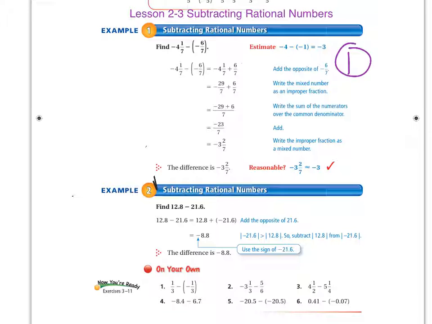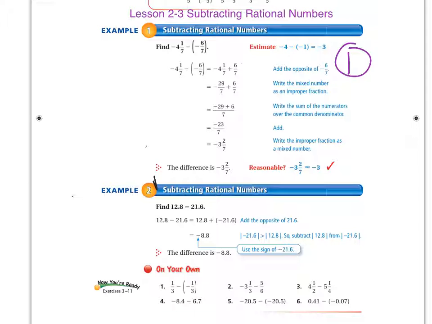Okay? So if you have a negative plus a positive, that means you're really going to subtract because the signs are different. If you have a positive plus a positive or a negative plus a negative, it's going to be the same. These rules are the same ones that I just did in the previous video. So when you add these two together, you're going to end up with negative 29 plus 6.